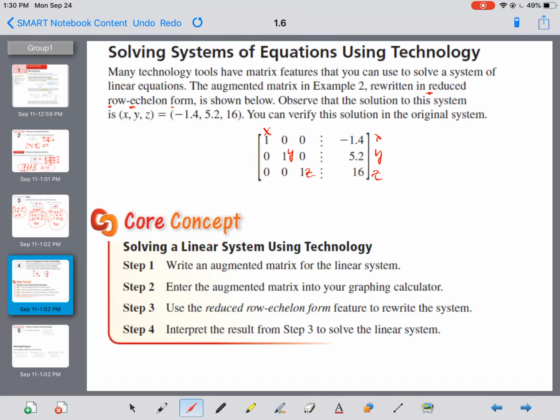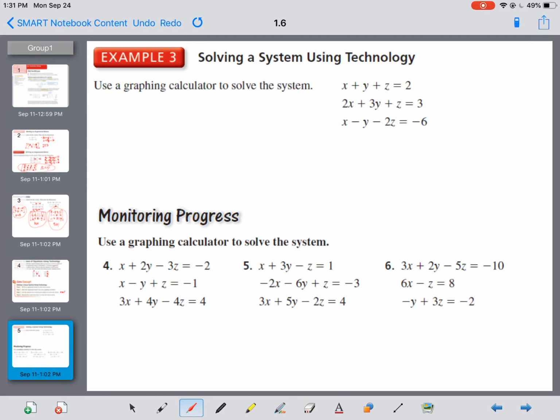Okay. So to solve, write an augmented matrix, enter it into the calculator, use reduced row echelon form, or RREF, and interpret the result. So basically your first letter is the first answer, second letter, second answer, third letter, third answer. So let's look at what that looks like.